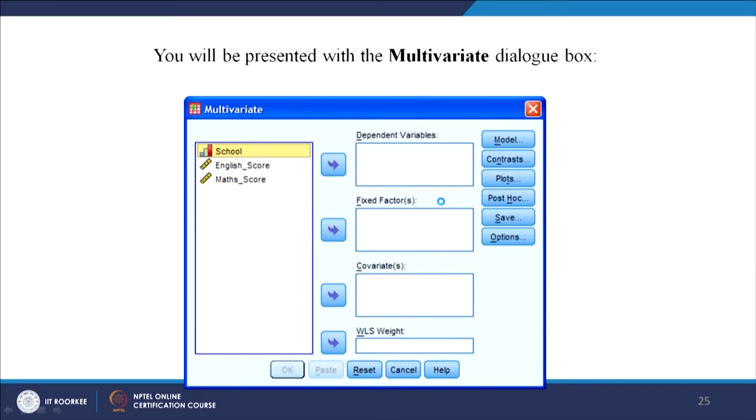Okay. Next, in our example, school was my independent variable, which comes into the category of fixed factor. English score and math score were my dependent variables. So, I will take them here, right. We do not have a case of a covariate. I will explain what a covariate is. I had explained it in one of the classes when I spoke about ANCOVA, but we will do it later, in the next lecture, where we have ANCOVA.